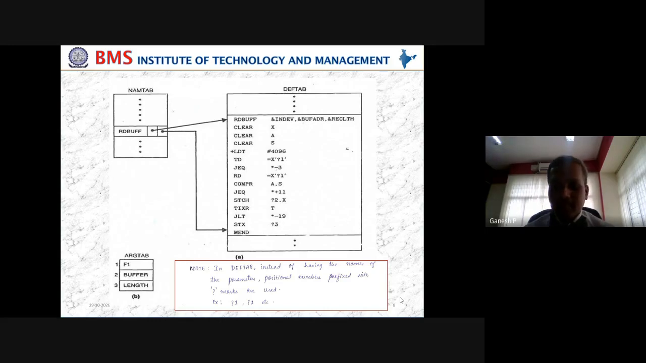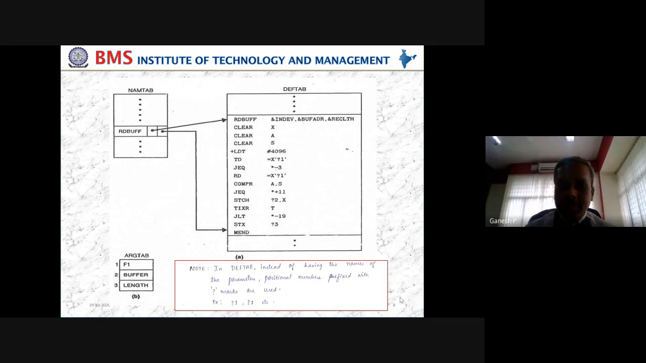Next, if you observe the definition table, the definition is exactly the same as what we have used in the definition of a macro. But the argument table contains the actual parameters which have been used in the macro call. So that's what we are going to observe here.